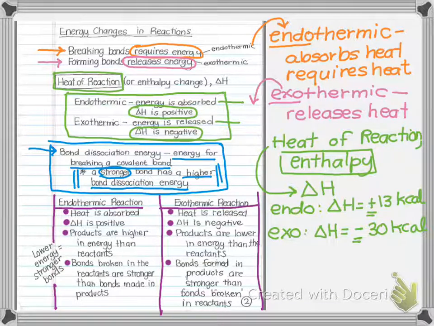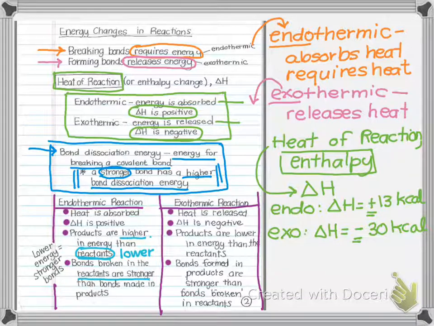So here we see on the endothermic side that the products are higher in energy. And then we notice the reactants, okay? So the ones that are lower, I'm just going to circle reactants. If the products are higher, these have lower energy. The ones that are lower in energy have the stronger bonds.